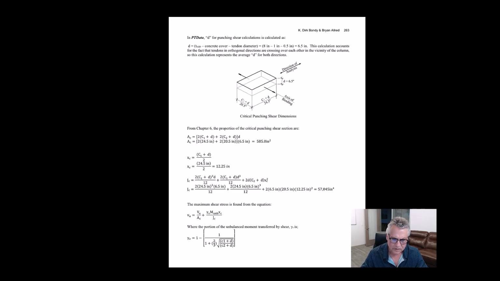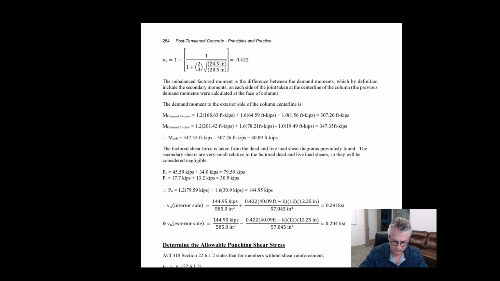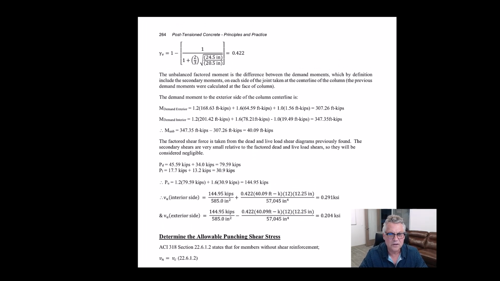Now back in chapter 6, I went over what C1 and C2 are. C1 is the direction of analysis. C2 is the perpendicular direction. And that goes into this equation. Typically, on an interior column, it's in the range of 40% of the unbalanced moment in our moment distribution at the columns that has to be taken by the shear stress. Okay, here's another point. So take a sip of coffee, deep breath.